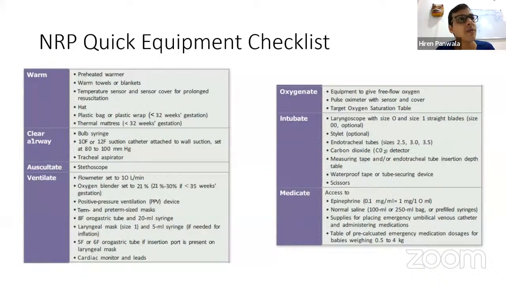The baby may also need blood products. So we should be ready to do those things. We should have some backup in terms of a blood bank if it is not a big setup. So we should at least identify, in case we need blood, where and whom to approach.